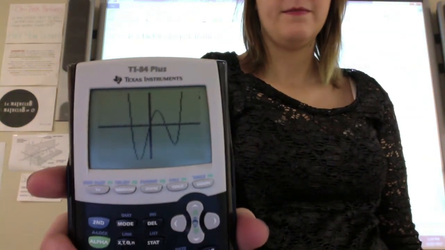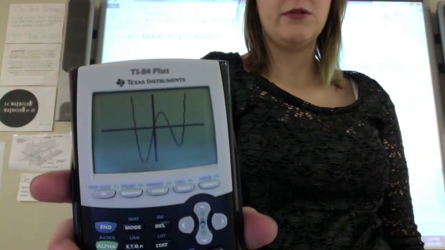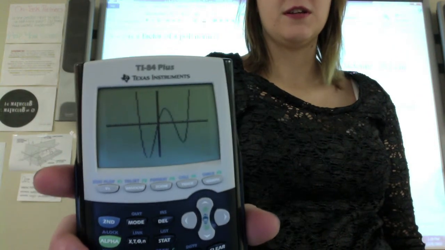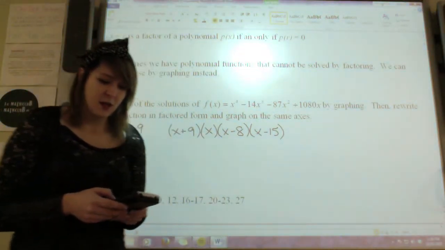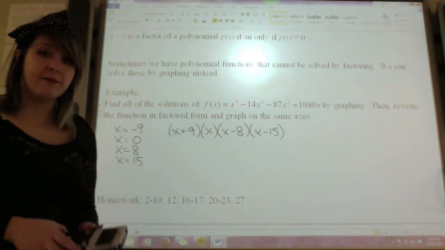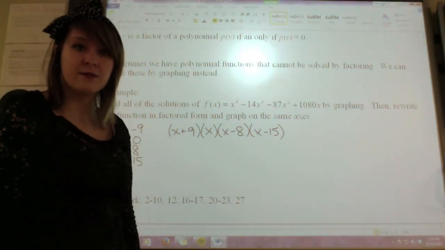All right, now I'm going to graph it. And you should notice that it doesn't change anything. It's still the same exact graph. That's because we've done this problem correctly and we factored it using graphing. And that is everything for section 5.